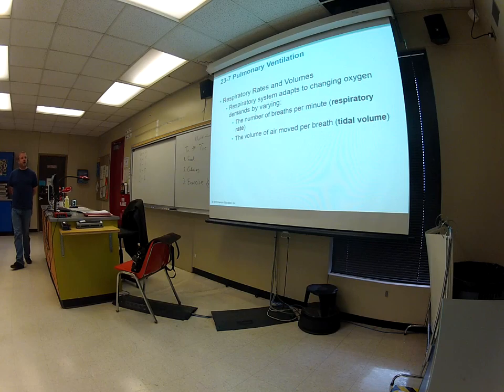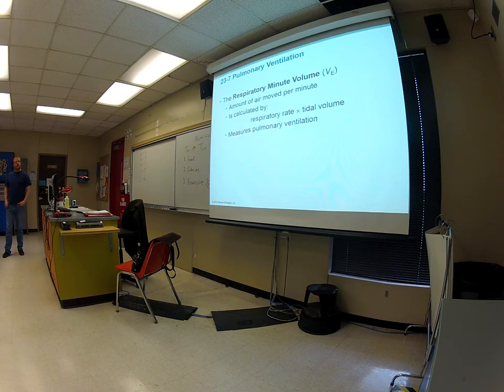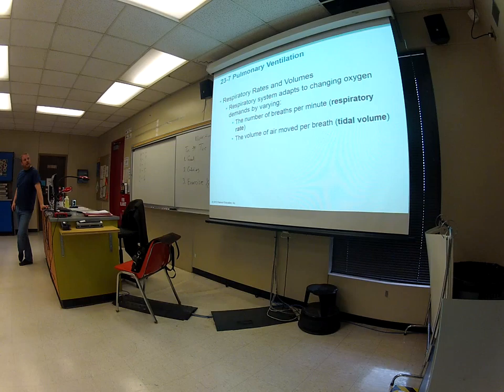Okay, so respiratory rates and volumes, and this is what we need for the lab. The respiratory system adapts to changing oxygen demands by varying the number of breaths per minute, the respiratory rate, and the volume of air moved per breath, the tidal volume. How much did you move? So respiratory minute volume is the amount of air moved per minute. It is calculated by respiratory rate times tidal volume, which means now you have to have a number for tidal volume. So let's back up.